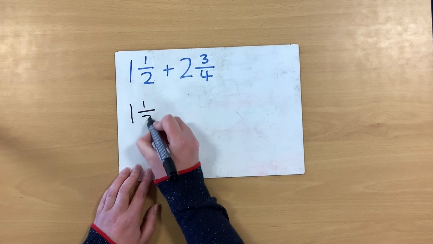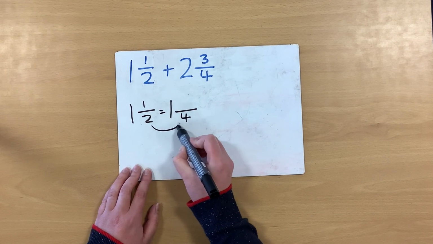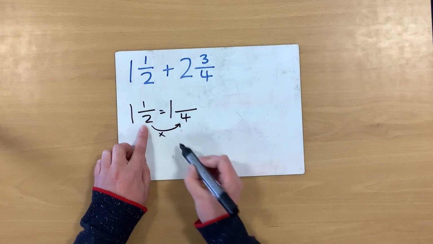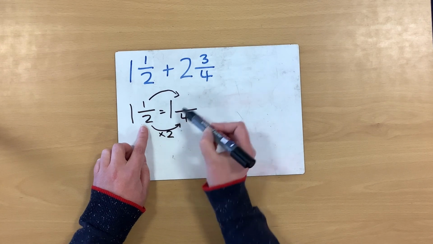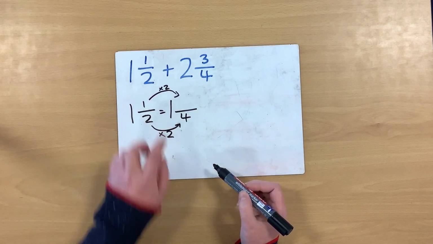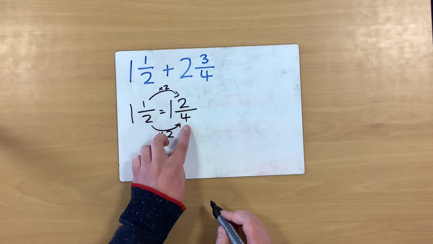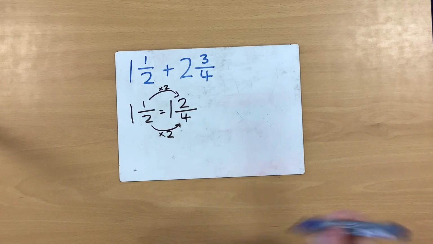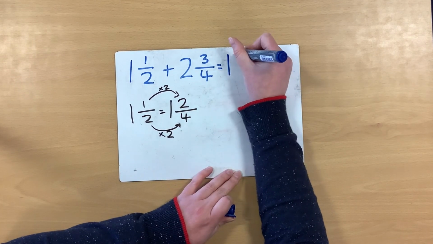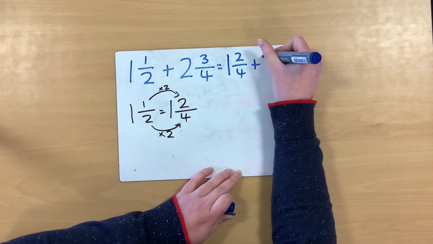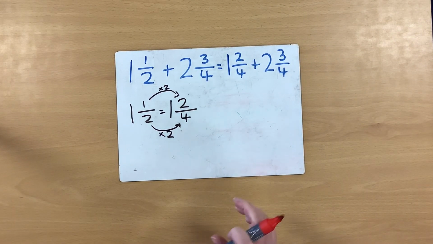So my 1 1/2, I'm going to convert so the denominator is 4. What do I times 2 by to get 4? I times it by 2. And I now do the same to the top. 1 times 2 is 2. So 1 1/2 is equivalent to 1 2/4. Now that my denominators are the same, I'm going to add them together. So I've now got 1 2/4 add 2 3/4. Can you remember our next step?